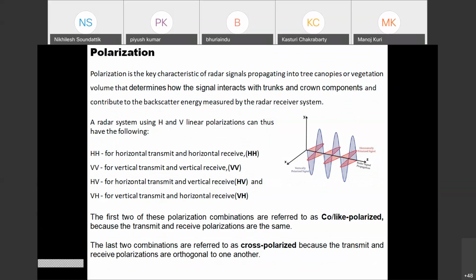Further, we come to the polarization characteristics. Polarization is the key characteristic of the radar signal propagating into the tree or vegetation that determines how the signal interacts with the trunk and the crown components. I am sure you must have gone through the polarizations that are available. We have horizontal, vertical, and cross polarizations also. HH and VV are called co-polarized, and HV and VH are called cross-polarized. Each of these has a different role to play within the forest.